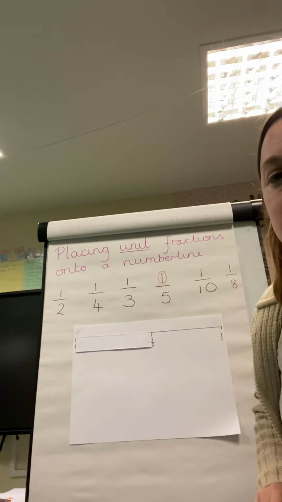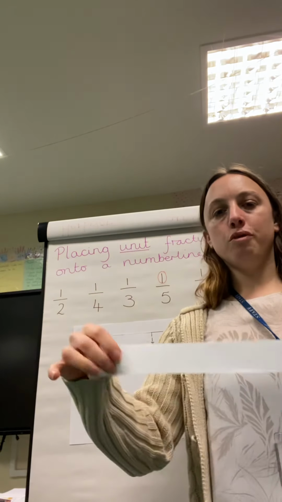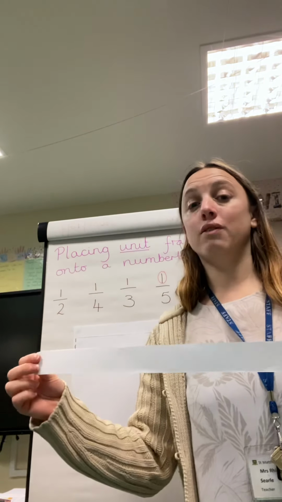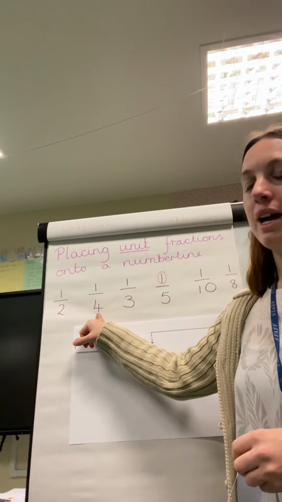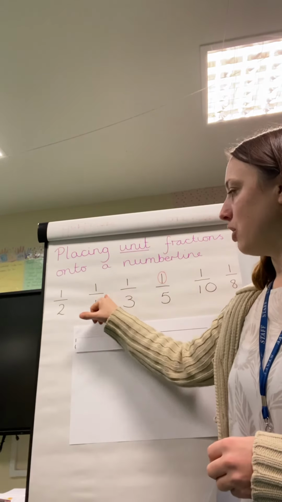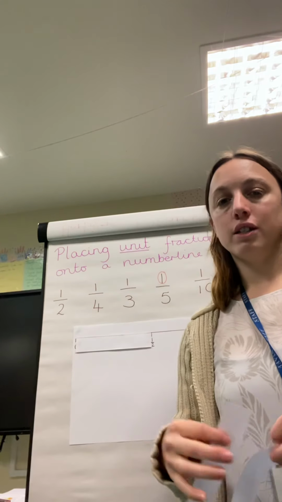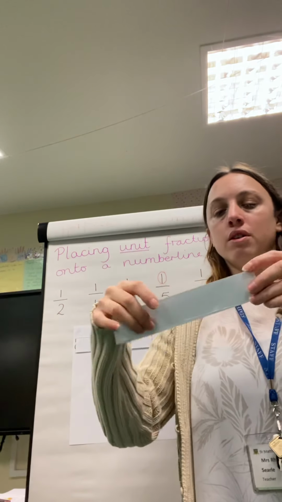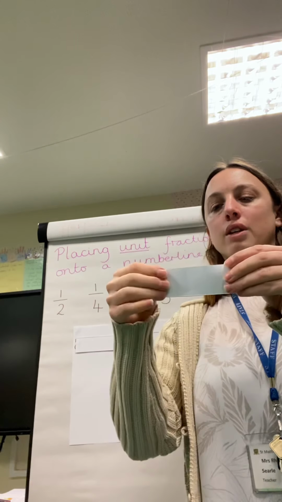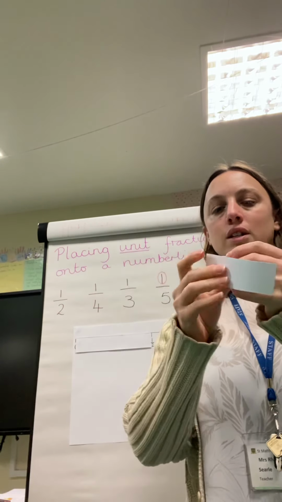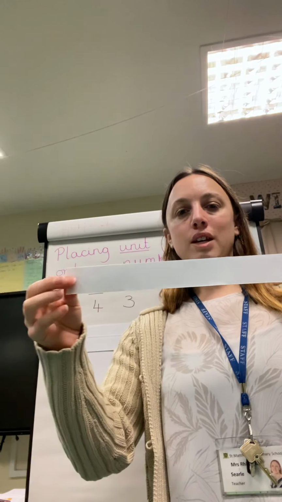Now I can carry out the same activity with a new strip of paper, but this time I'm going to find a different unit fraction. So this time I'm going to find 1/4. Now I need to share my strip into 4 equal parts this time. So I'm going to fold it into 2 and then fold that again. Okay, so now my strip is in 4 equal parts.